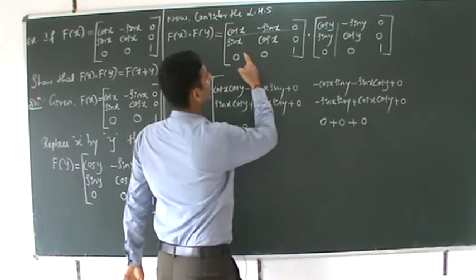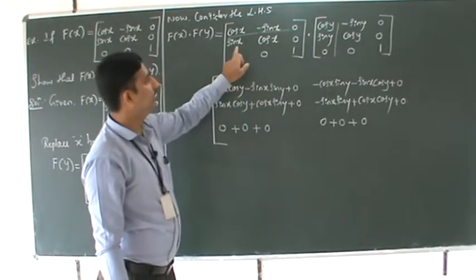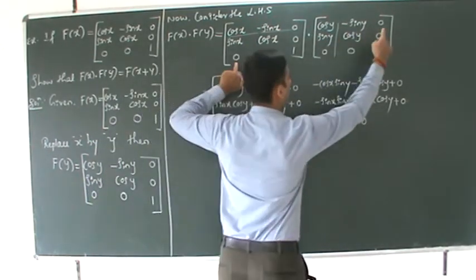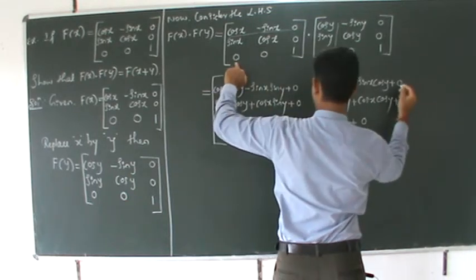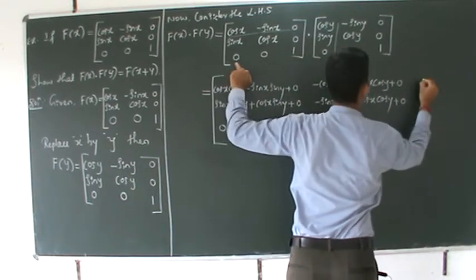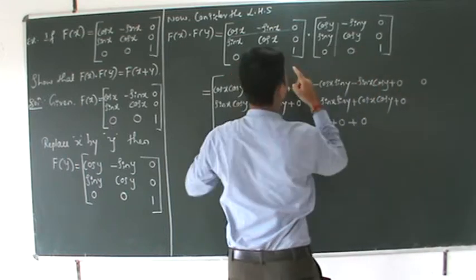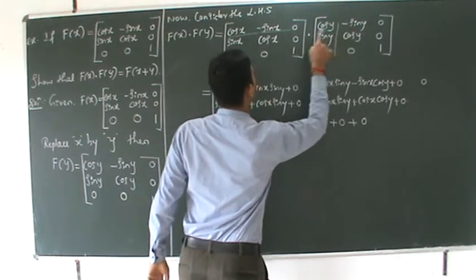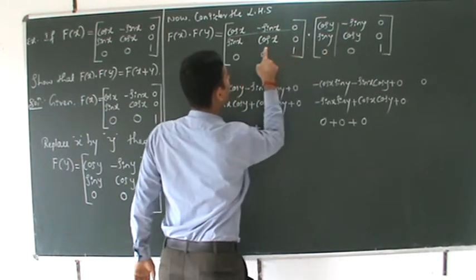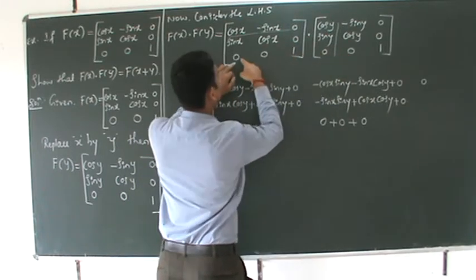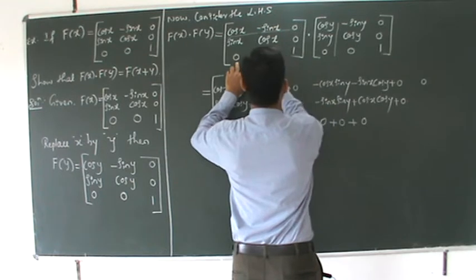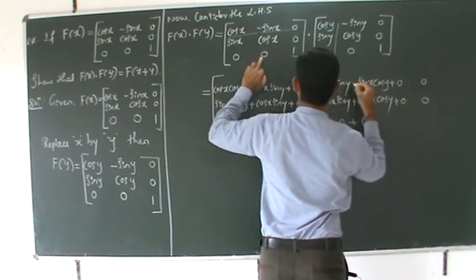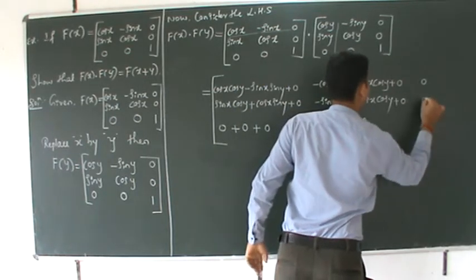Second row gets over, sin x into sin y gets over. After that, 0 into 0, second column, 0 into 0 is 0. Just observe, sin x minus sin y cos y, cos x into cos y. After that, 0 into 0, 0 into 0, all are 0. You write it as 0, 0, 1 into 1 becomes 1.